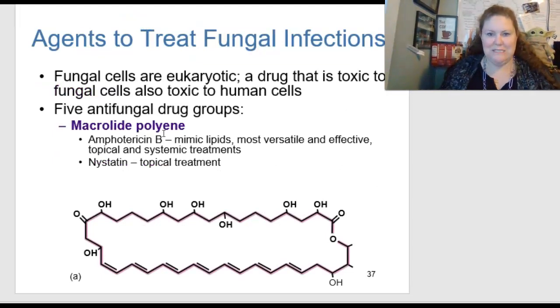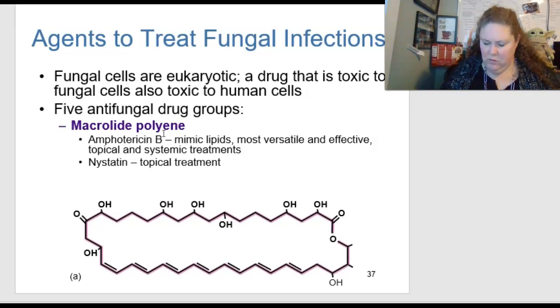Now, different agents that can be used to treat fungal infections. This is figure 12.12. Fungal cells are eukaryotic, and so a drug that is toxic to fungal cells is also toxic to human cells, so you have to use them carefully. And there are 5 antifungal drug groups.